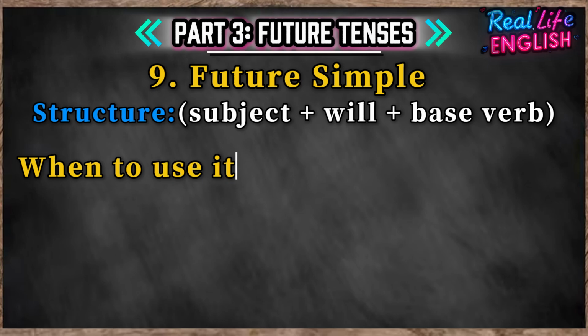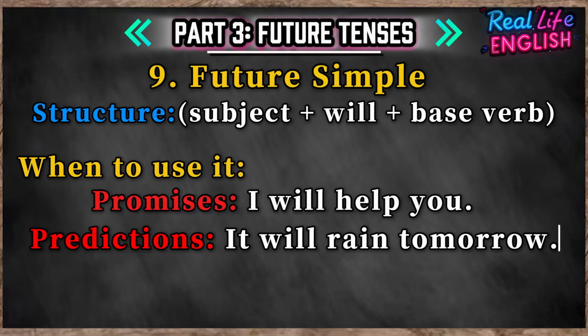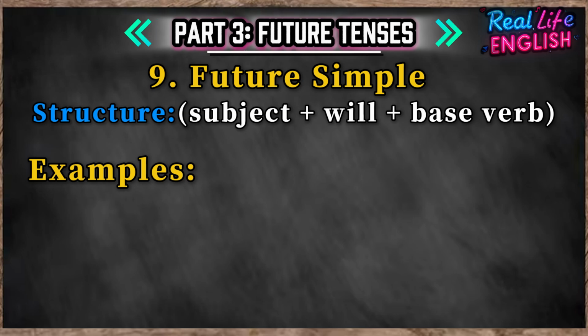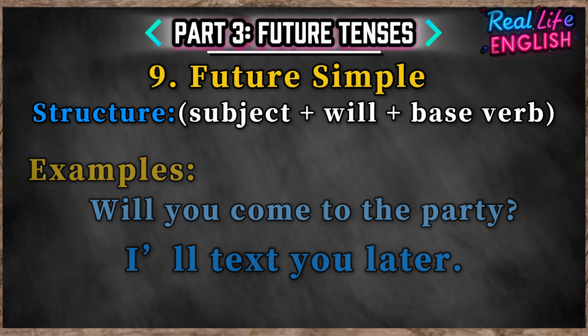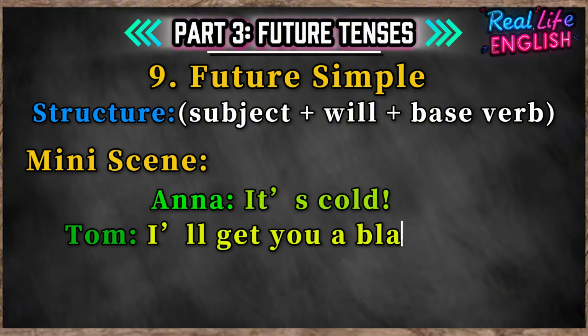When to use it. Promises. I will help you. Predictions. It will rain tomorrow. Quick decisions. I'll answer the door. Examples. Will you come to the party? I'll text you later. Mini scene. Anna, it's cold. Tom, I'll get you a blanket.